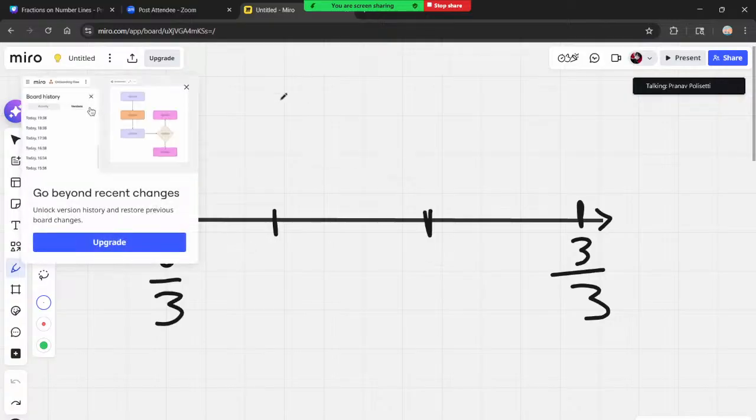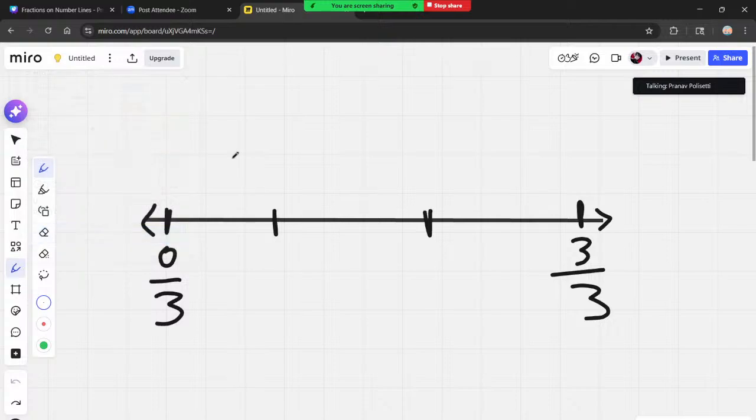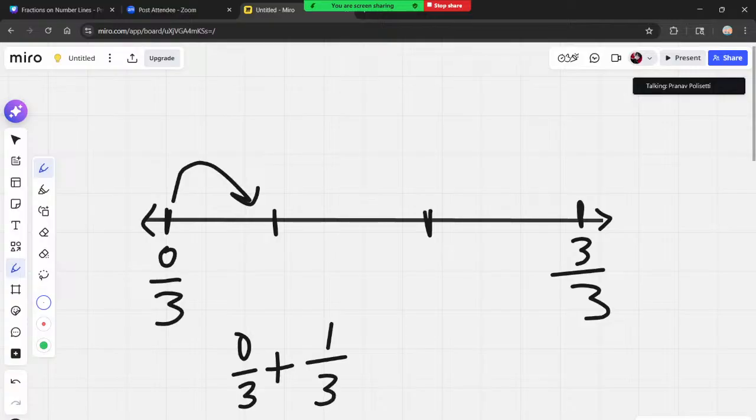Okay. So now that we have all our vertical lines down, we're gonna jump, right? We're gonna jump from 0 over 3. We're gonna add it because we are going to the right. We're gonna add 1 piece out of the 3 total pieces, and we're gonna add the 0 and the 1. So 0 plus 1 equals 1. And then we're gonna do the total amount of pieces below it. So 1 over 3. So that's what's gonna be over here.